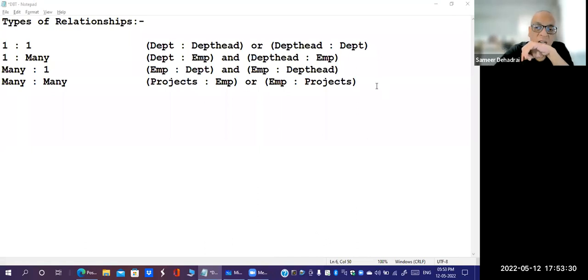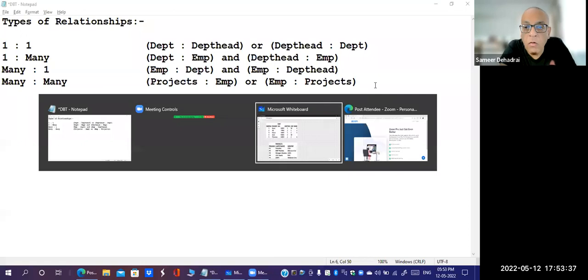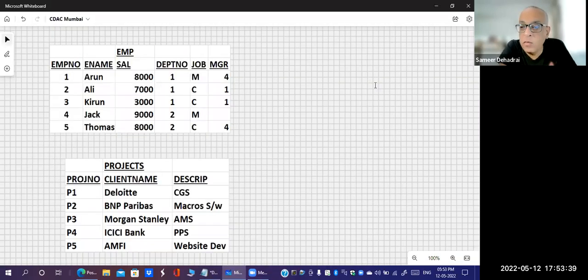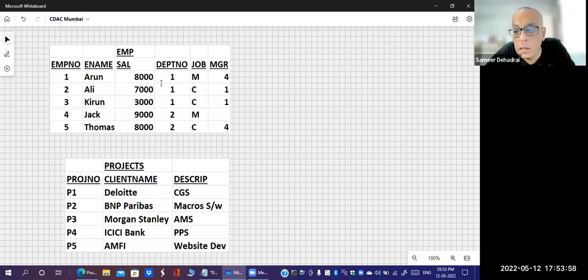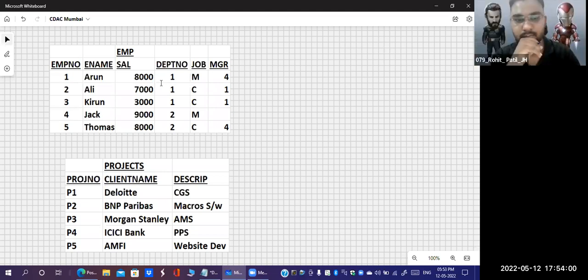Now the question is, how to find out which employee works on which project? Rohit, how to find out which employee works on which project? How to find out which project has got which all employees working on it? Anyone wants to answer? Rishi, Nyanu?